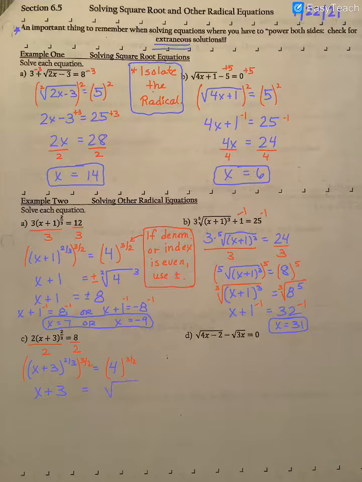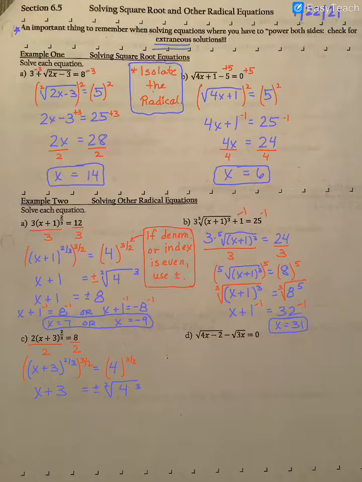Actually, here, let me write this out. If I write this as a radical instead of a fraction, what kind of root and what kind of power is it? Well, the denominator of 2 says it's a square root. The numerator of 3 says it's a power of 3. Do I need a plus or minus there? And the answer is yes, because it was an even root, a square root.